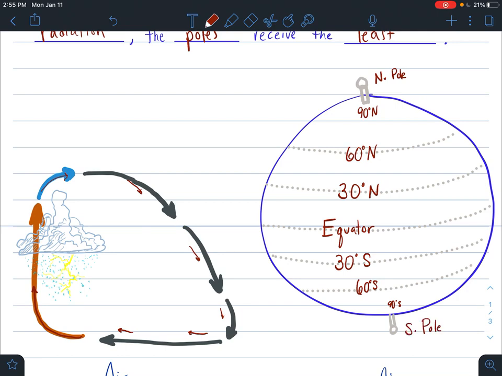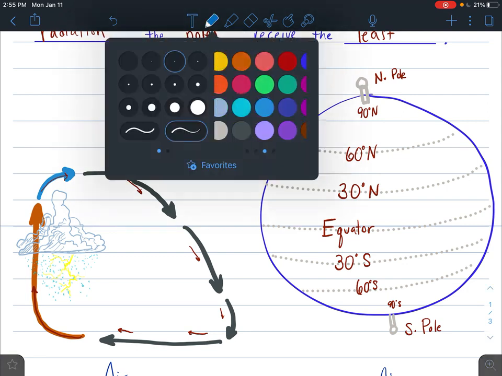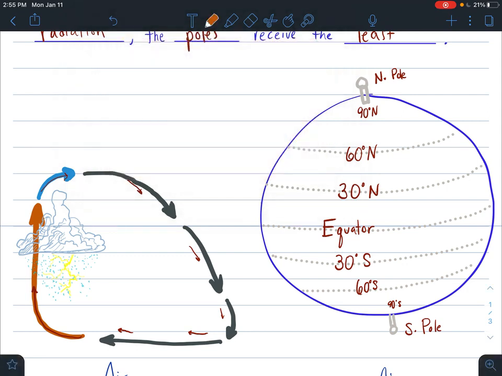All right, so since the equator receives the most amount of heat, let me get a different color here to show that, and I'll use the orange since that's what I have over here on the left. Since the sun hits the equator, then warm air rises up. It's going to rise up and it's going to fall both directions. Some air will move towards the North Pole and some will move towards the South Pole.